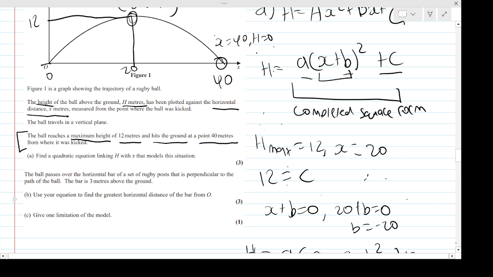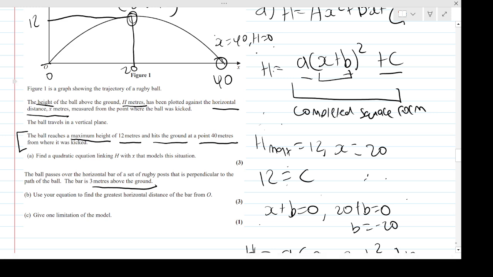Anyway, so let's have a look at the next part of the question. The ball passes over the horizontal bar of a set of rugby posts that are perpendicular to the path of the ball. The bar is 3 meters above the ground. Okay, underline the data, the information. Use your equation to find the greatest horizontal distance of the bar from O.